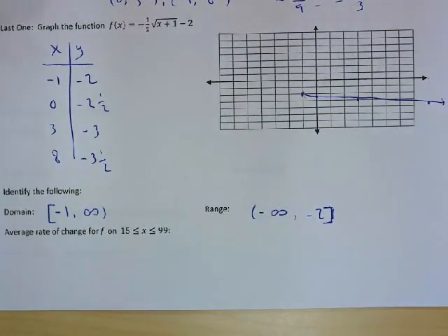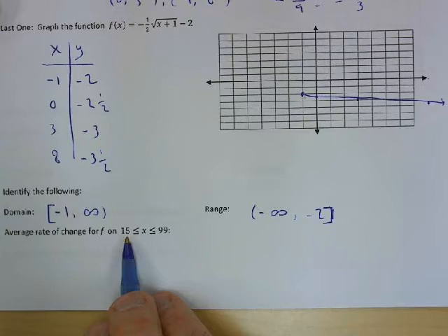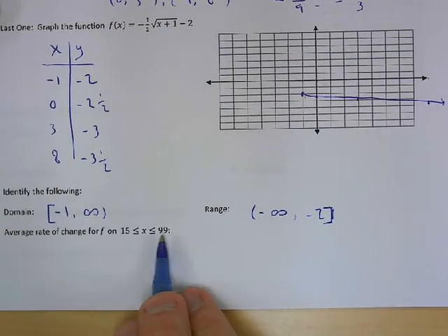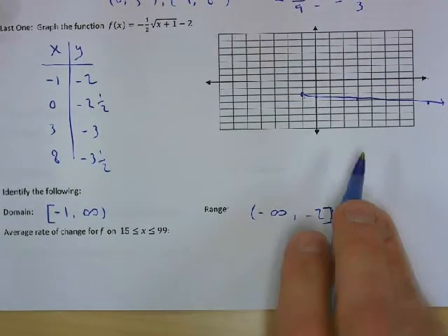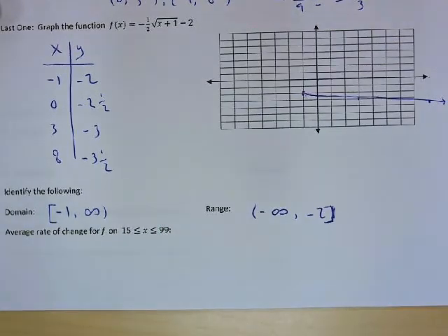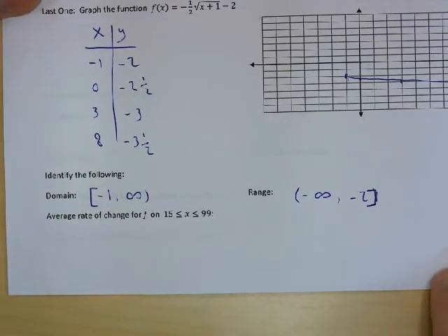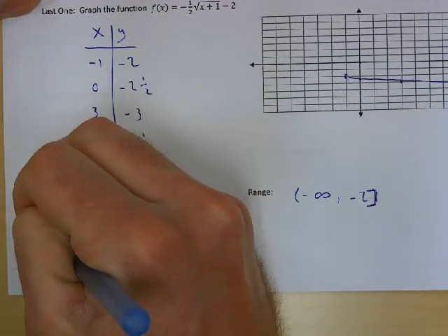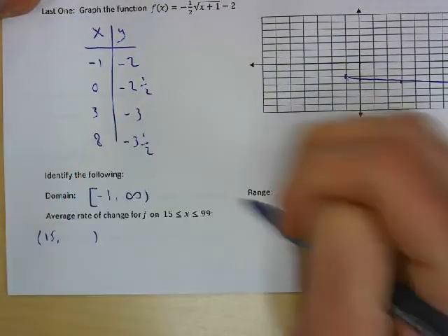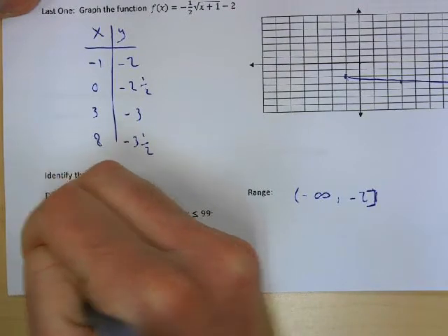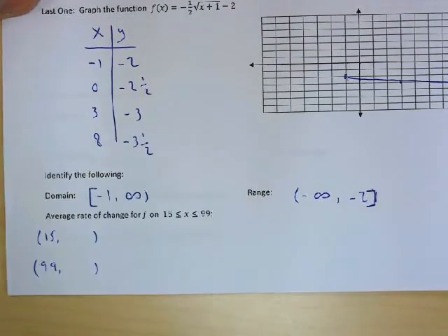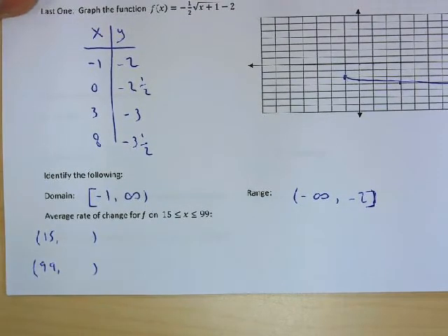All right, and then the last one, the average rate of change for x values between 15 and 99. So when x is 15 to when x is 99. Obviously, this stuff does not fit on our graph, so here we're going to want to use the slope formula. So what are our 2 points that we're going to find the slope between? Well, 15 comma something and 99 comma something. First of all, what are the y values for these 2 points?